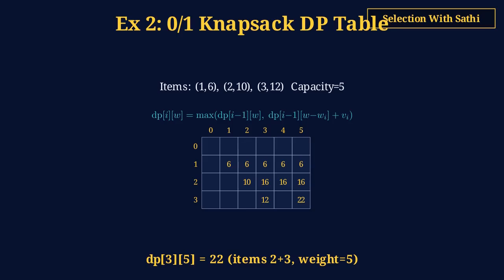Fill the table row by row. At dp[3][5] we get 22, which is achieved by taking item 2 and item 3 with total weight 5 and total value 22.